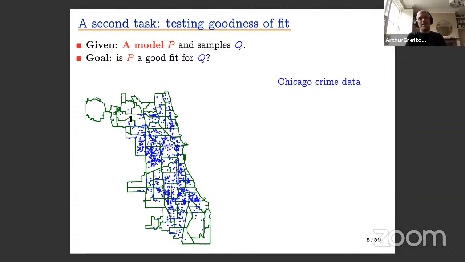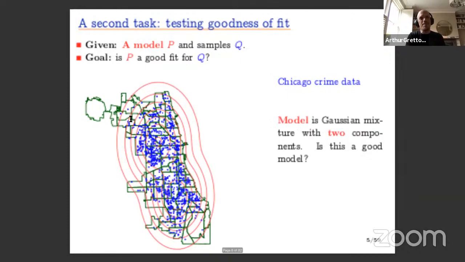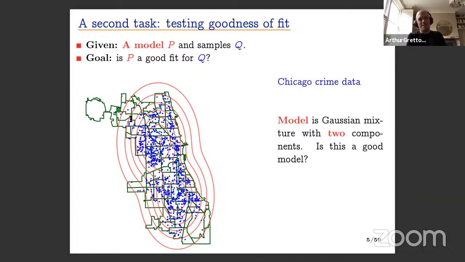So here's an example. Let's say that I want to model crimes in Chicago. So here is a map of the city of Chicago, and each little blue dot is a crime, okay? And let's say that I've got a red model. I'm a statistician. I've made a model of the crimes in Chicago, and I want to know if it's a good fit for the data. So let's say that I'm not a very good statistician, and this is my model. I've just done a mixture of two Gaussians. Now, it's kind of obvious to me visually that this isn't a good model because it's putting crimes where there aren't any. But maybe I want an automated and informative way of comparing my model to my data.